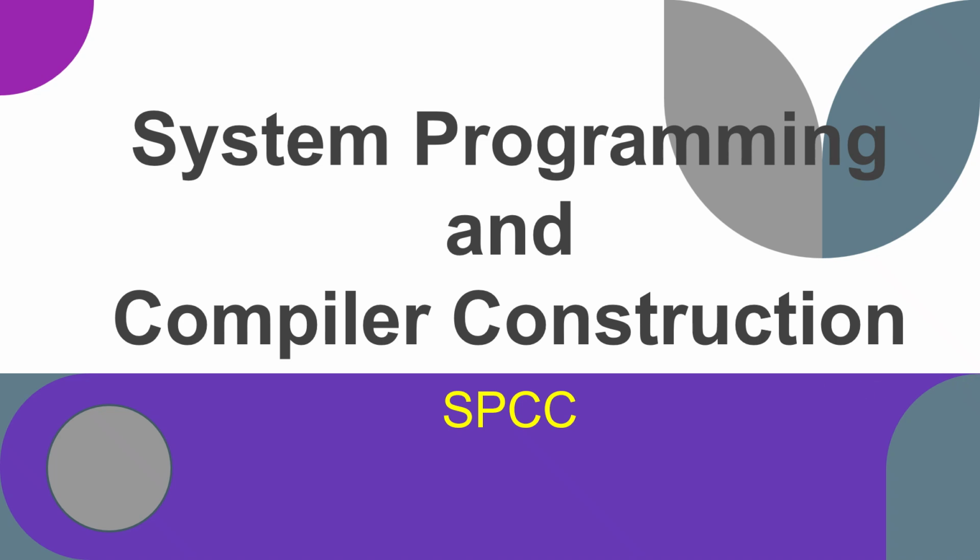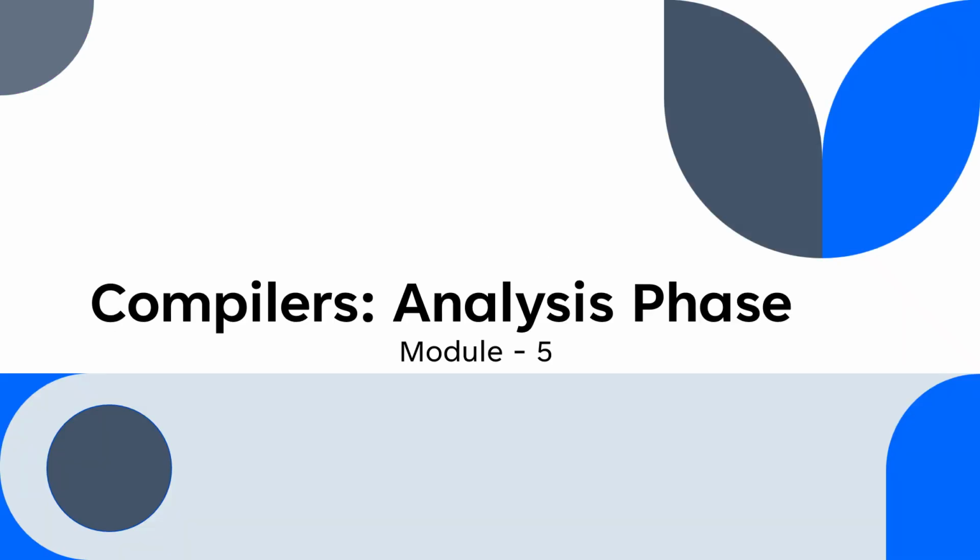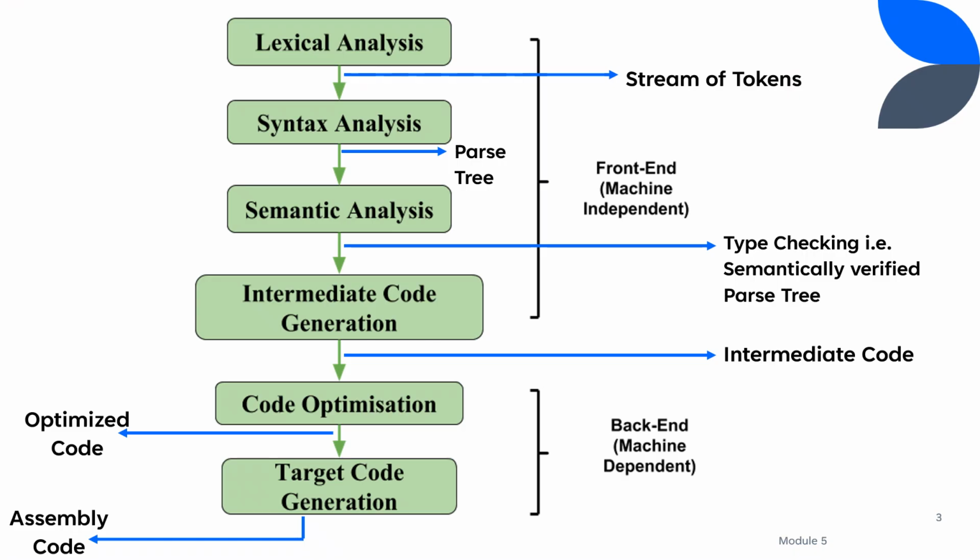In the previous video, I started with the fifth module, Compilers Analysis Phase. In that video, I explained how compilers use two different phases, that is analysis phase and synthesis phase, for converting a source program into target program. We also saw that analysis phase is divided into 4 steps and synthesis phase is divided into 2 steps.